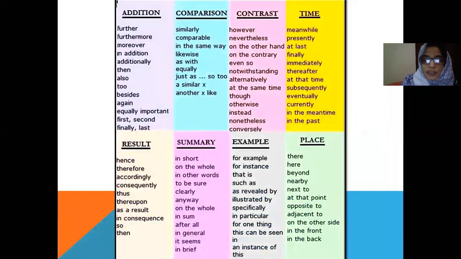For example, you can just give the students a single sheet in which all these connectors are written, and when they practice at least once a week, they would be fluent at it and they would remember which connectors are to be used for which purpose.